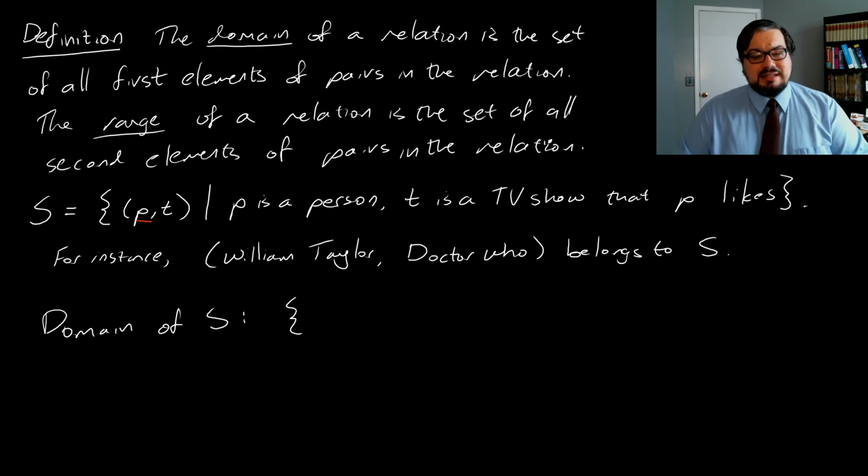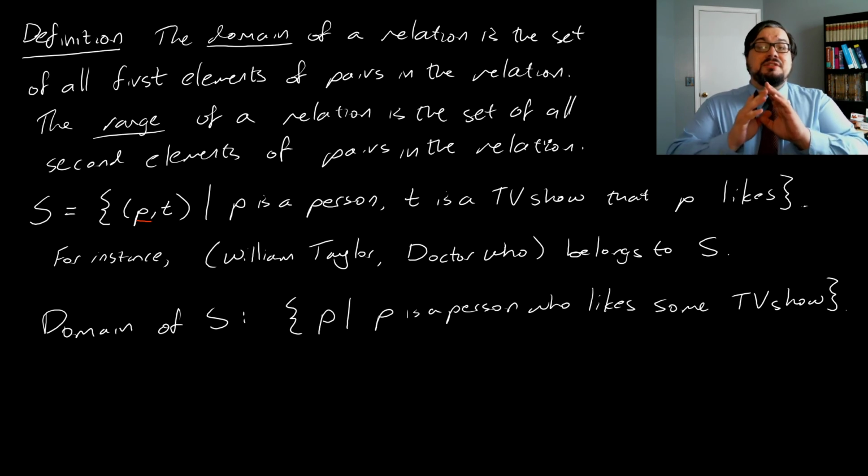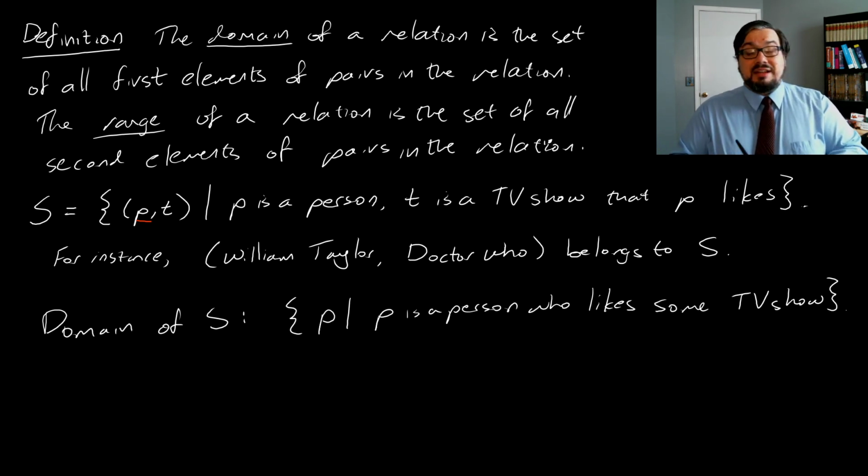The domain of S is the set of all P, where P is a person who likes some television show. If there's some television show a person likes, then the pair of that person with that television show will belong to S, and therefore that person will be part of the domain of S. But if there is no television show that person likes, then that person does not appear in any of the pairs of S.